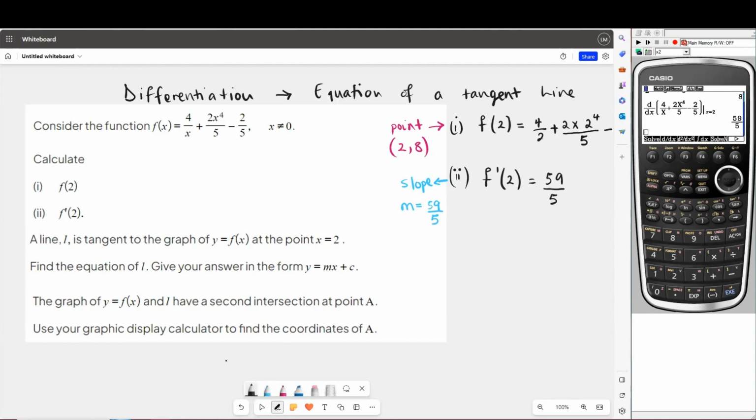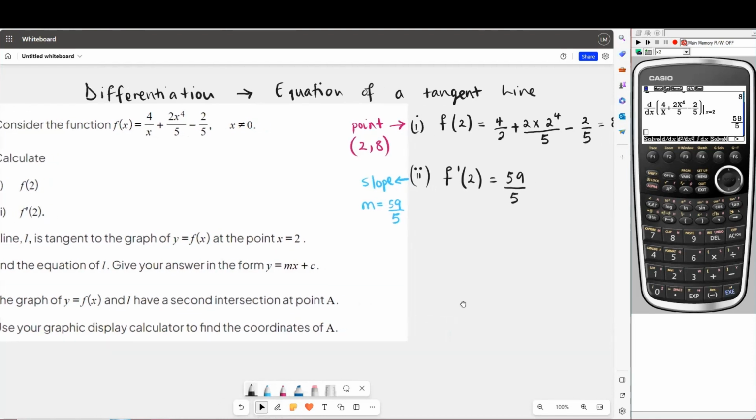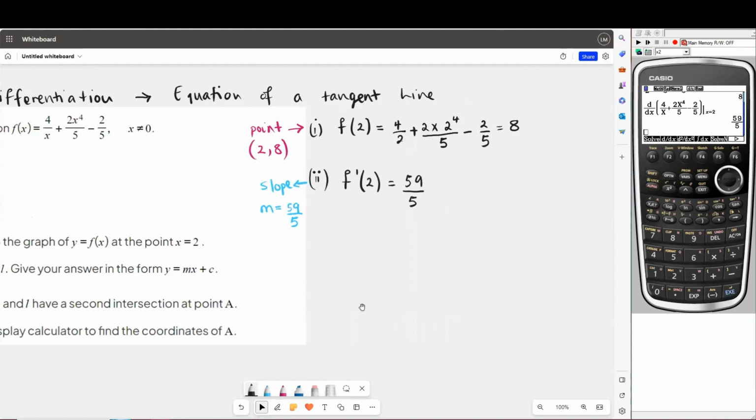So that's what the next part of the question says. A line L is tangent to the graph at the point 2. Find the equation of L, and give your answer in the form y is equal to mx plus c. So what we have right now is a point and a slope. So we're going to use what is called the point slope form of the equation of a straight line.